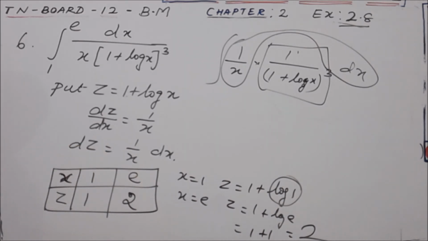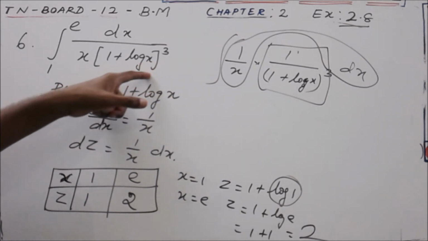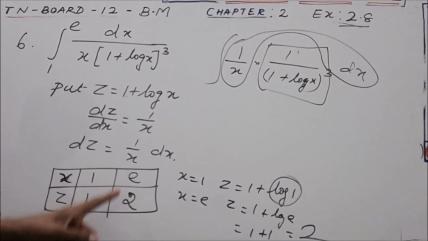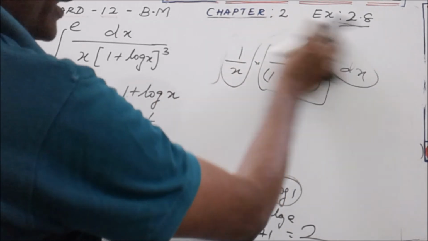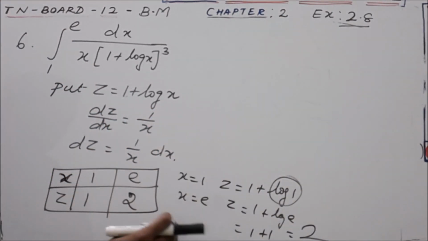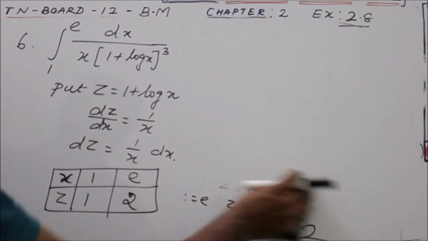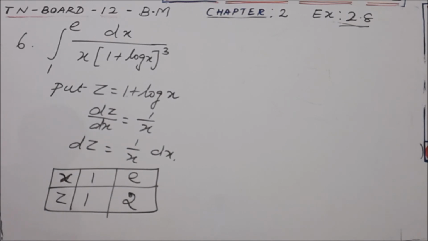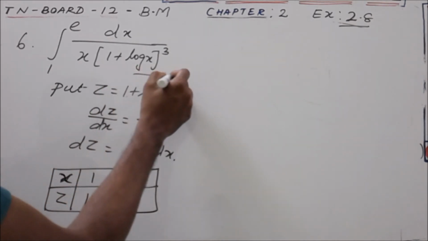When x is equal to e, 1 plus log e means 1 plus 1, which is 2. So 2 is the upper limit for z. When we change the variable to some other variable, the limits should be changed accordingly. So substituting x equal to 1 and e, we change the limit values according to z. Now we can substitute.